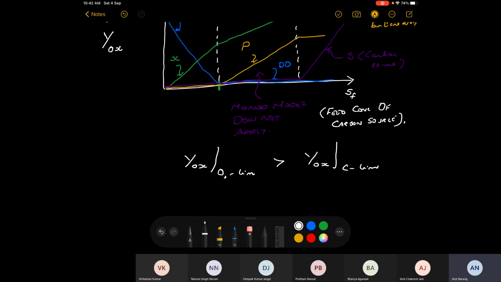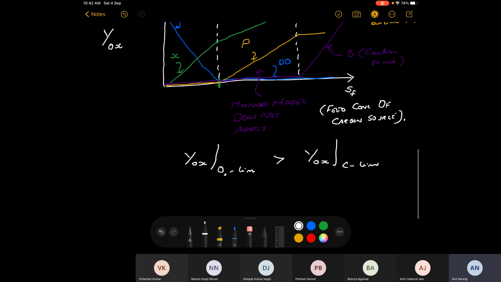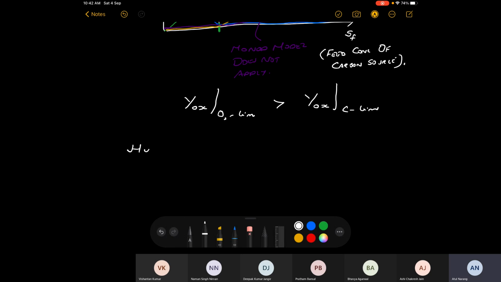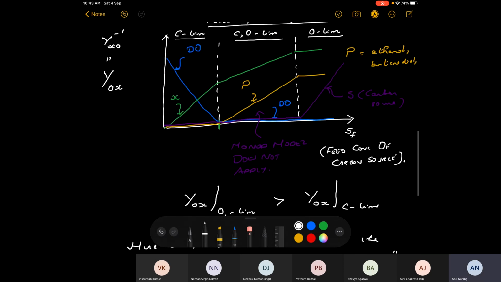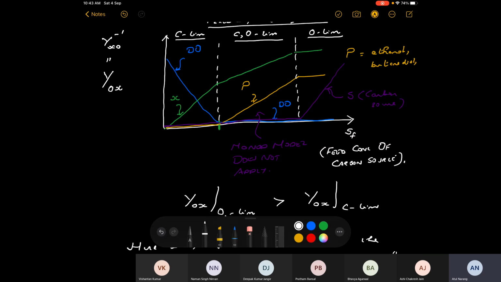Yes, sir. So this is another example. And here also, you would extend the model by adding another reaction. I just put it in quotes because these are not really reactions. These are just models. So in this case, what do you think the reaction will be? If the first reaction is growth as we know it, what do you think the reaction will be?